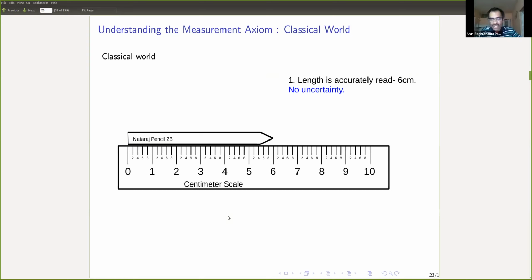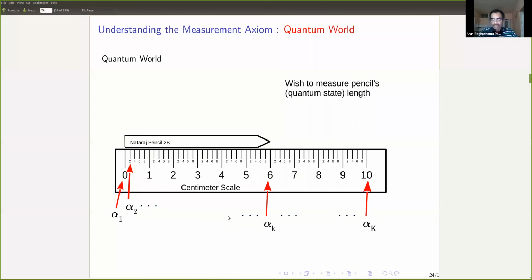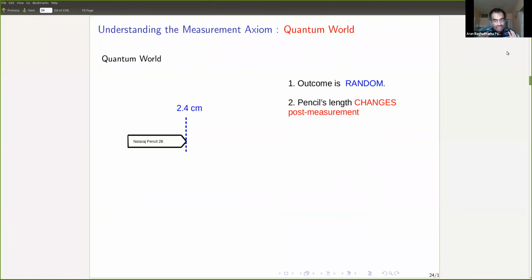But this is the classical world. What happens in the quantum world? Suppose you have a quantum pencil, a quantum state. You bring your quantum scale to it, you make a measurement. So two interesting things happen. The outcome is random. You might have prepared your pencil to be of length 6 centimeter, but when you make the measurement, with some probability, you're going to get a random outcome, and that random outcome could be 2.4 centimeter. And the second thing that happens is the length of the pencil changes post measurement. So this is kind of weird, right? We never observed this in the classical world, but it turns out this is exactly what happens in the quantum world. So the outcome is random, and post measurement, the quantum system itself changes.